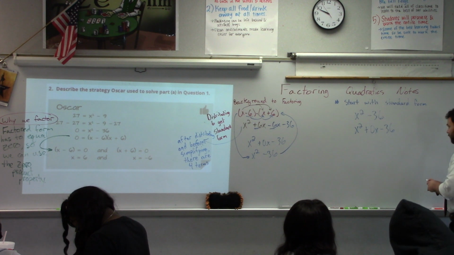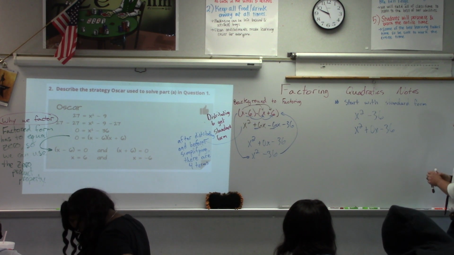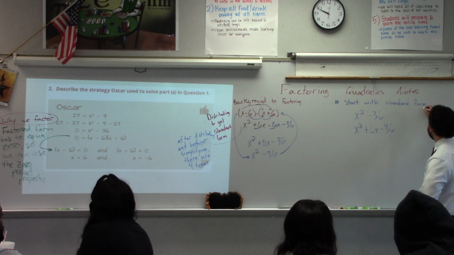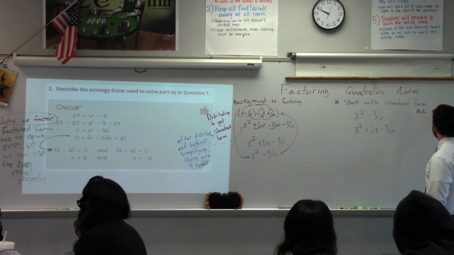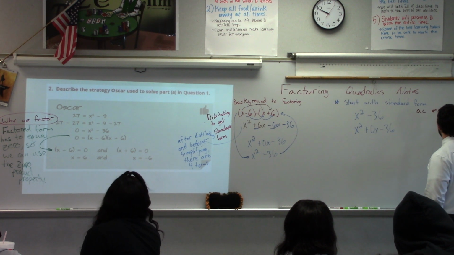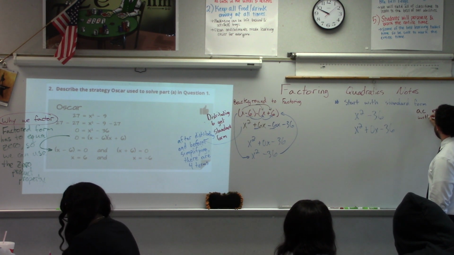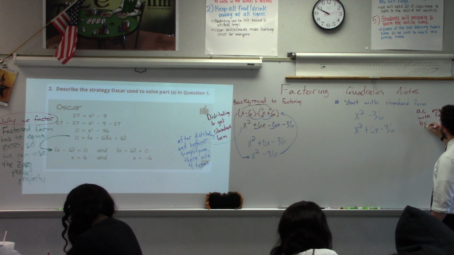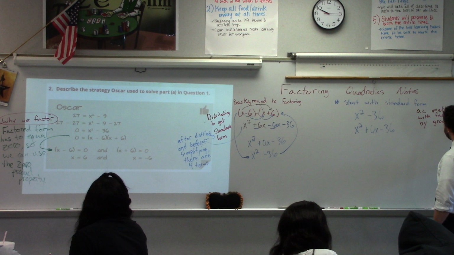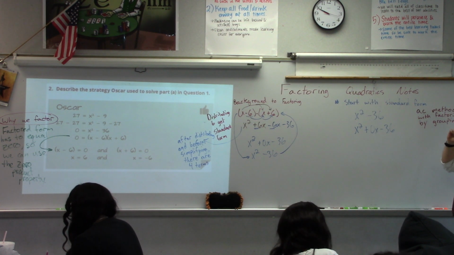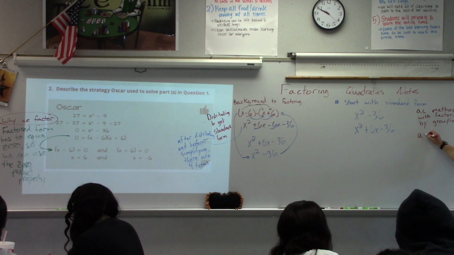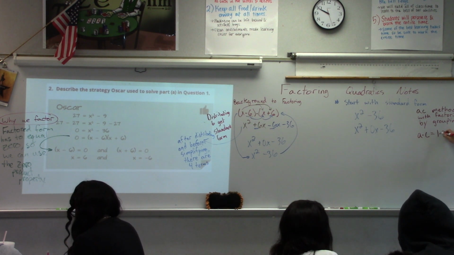Please make a note off here to the side. This is what in mathematics we call the AC method. Yep, the air conditioning. AC method with factoring by grouping. And it's called AC because I'm going to take A, multiply it by C, or 1 times negative 36.